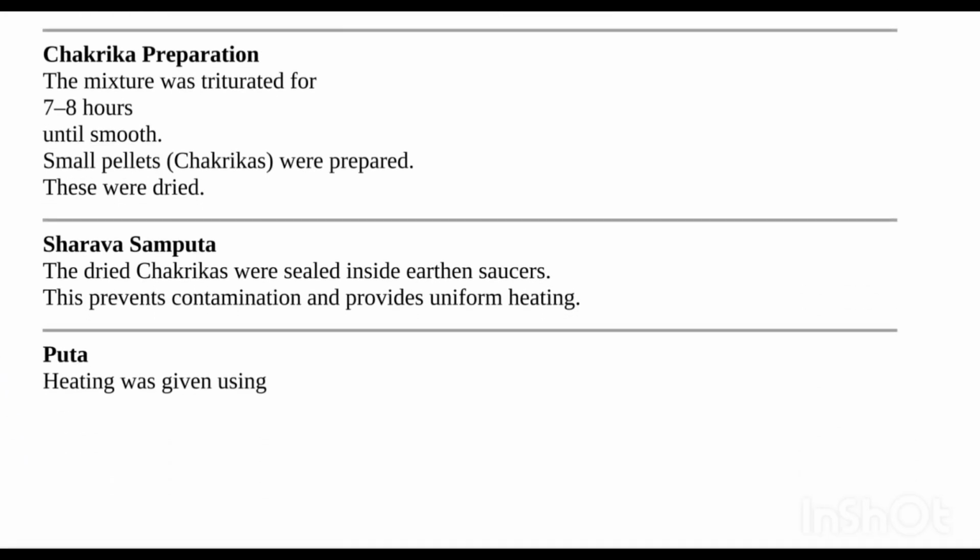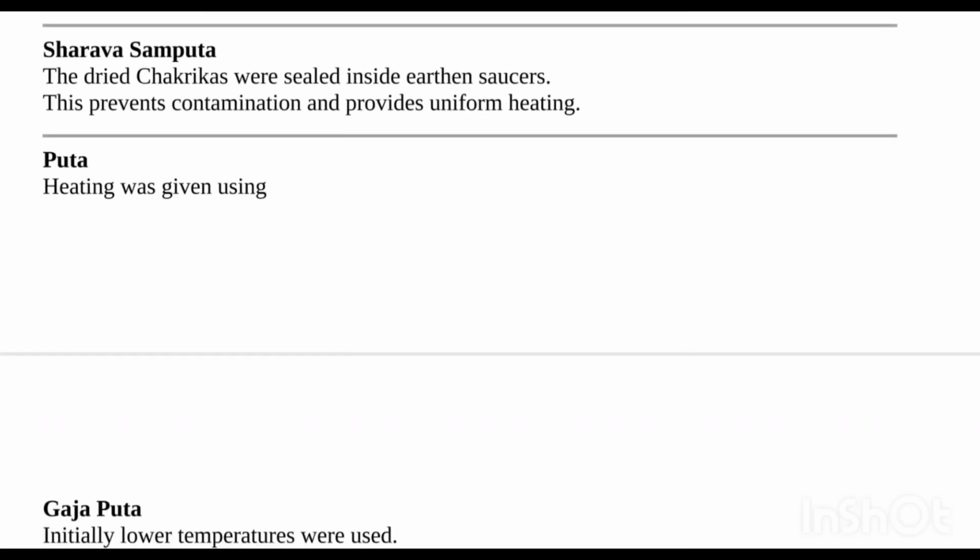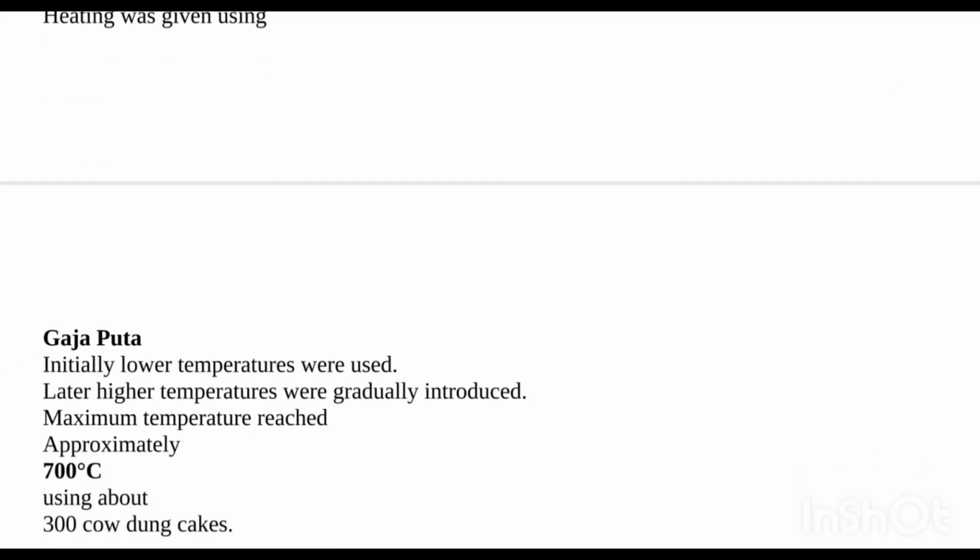In Chakrika preparation, the mixture was triturated for 7 to 8 hours until smooth, small pellets were prepared, and then these were dried. The dried chakrikas were sealed inside the earthen saucer. This prevents contamination and provides uniform heating. Heating was given using Gajaputa.